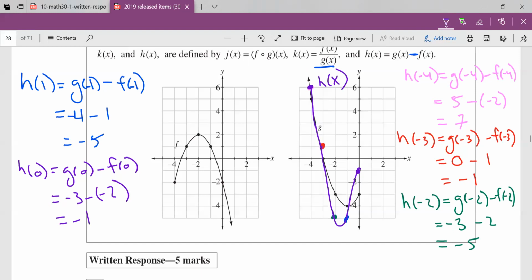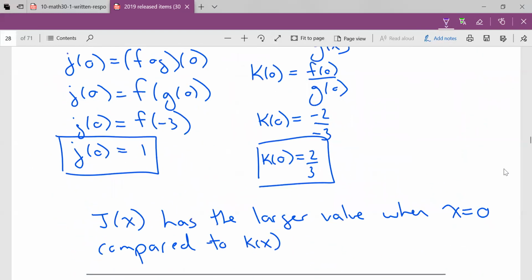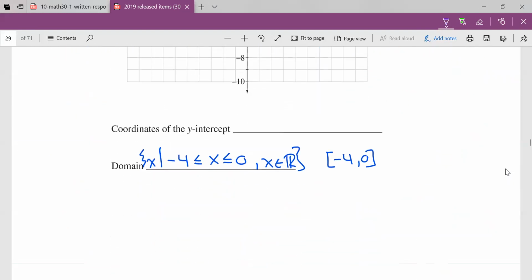And then it asked us to find the y-intercept. Well, the coordinates of our y-intercept are at -1. Again, it's coordinates. Write it as coordinates. 0, -1. Okay, there it is. There's your second part of that question.